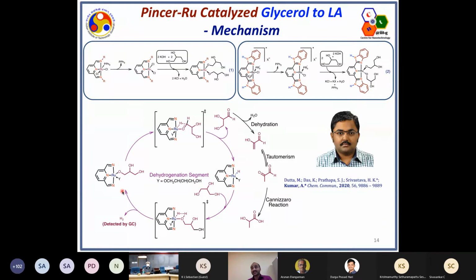If you look into this, in the entire transformation of glycerol to lactic acid, only the formation of glyceraldehyde is catalyzed, whereas the transformation of glyceraldehyde to lactic acid is an uncatalyzed organic reaction. It involves dehydration to give this, which undergoes tautomerization to give the corresponding diketone, which undergoes an intramolecular Cannizzaro reaction to give lactic acid. Now, if this is so, then the difference between the catalysts is mainly because of the difference in this dehydrogenation cycle.